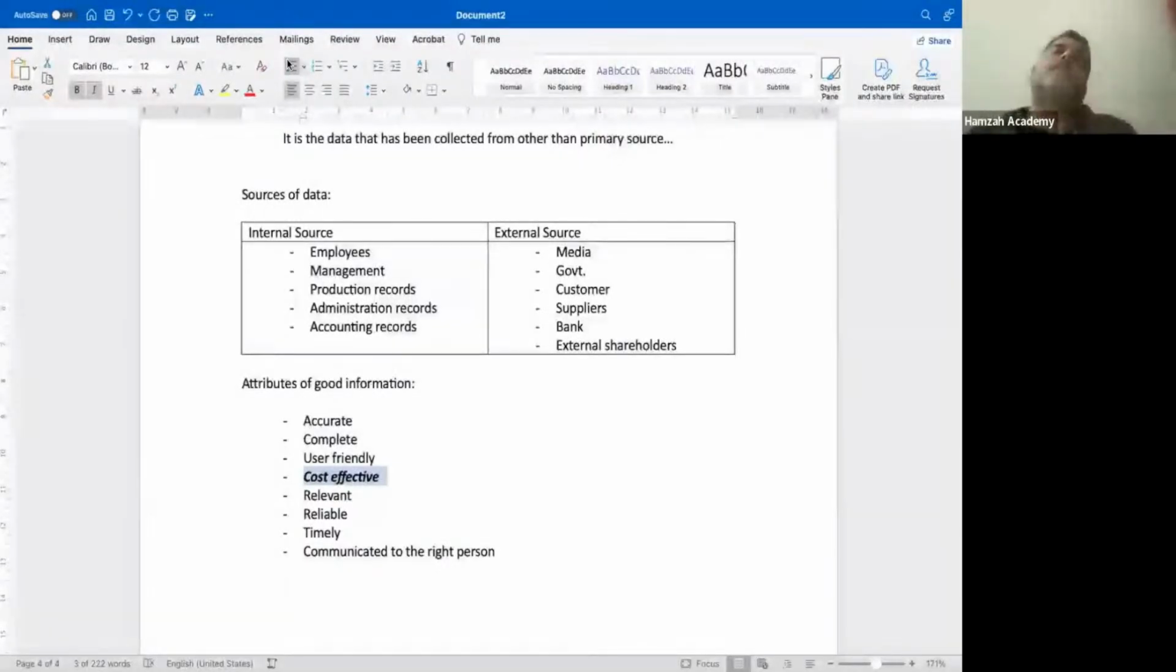Then obviously the information has to be reliable as well. I mean, you have to check the source of your information, the source from where you are getting it, whether it is reliable or not, whether you can rely on it or not, right? And then obviously timely. The information has to be communicated to the person in a timely fashion, because timeliness is really very important as far as information is concerned.